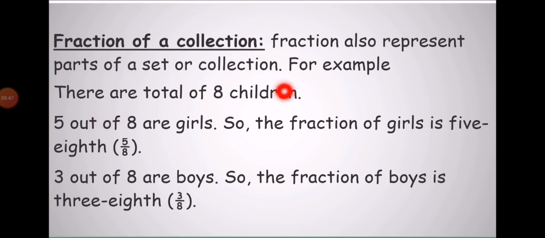So the total number of children is 8. 5 out of 8 are girls. So the fraction of girls is 5/8. 5 by 8. So out of 8, 5 are girls. We can write 5/8 in words, or we can also write in fraction form, 5 out of 8. We will write the total number under the line, that is 8. The total number of children is 8, so we have written it under the line. And the fraction we are going to find out is about girls. So 5 are girls, so we write 5 above. 5/8 is the fraction of girls. 5 girls out of 8 children.